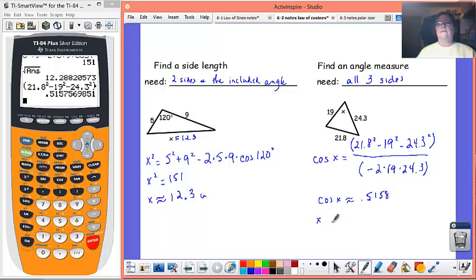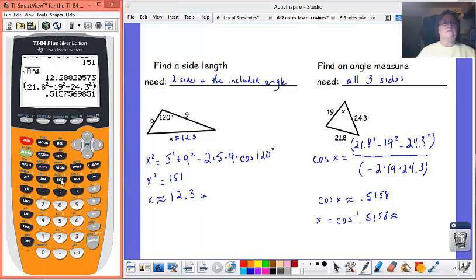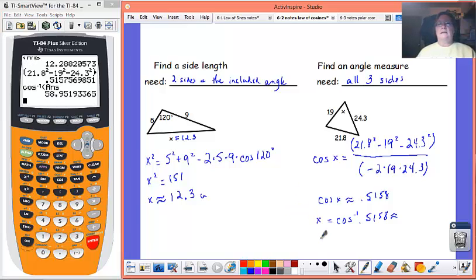And to find x, we'll do the cosine inverse of that 0.5158. I'm going to use the answer function in my calculator because that's a little bit more precise. So second and cosine, second answer. And it says that my x is an angle that is about 59.0 degrees.